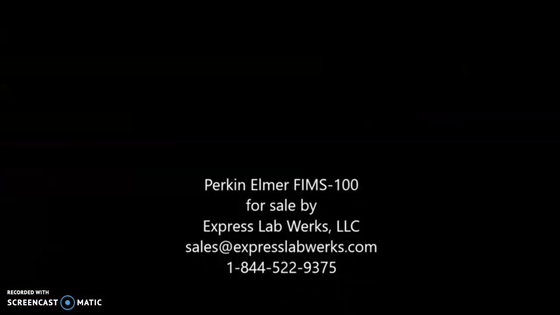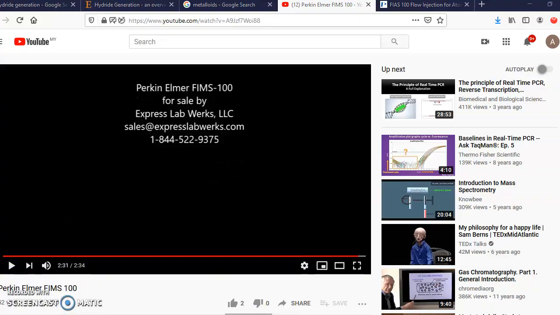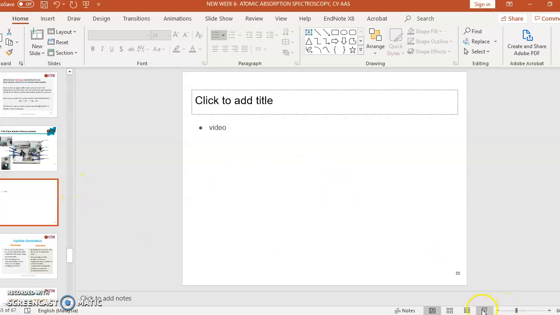Okay, that's it. That's the instrumentation for the flow injection mercury system.